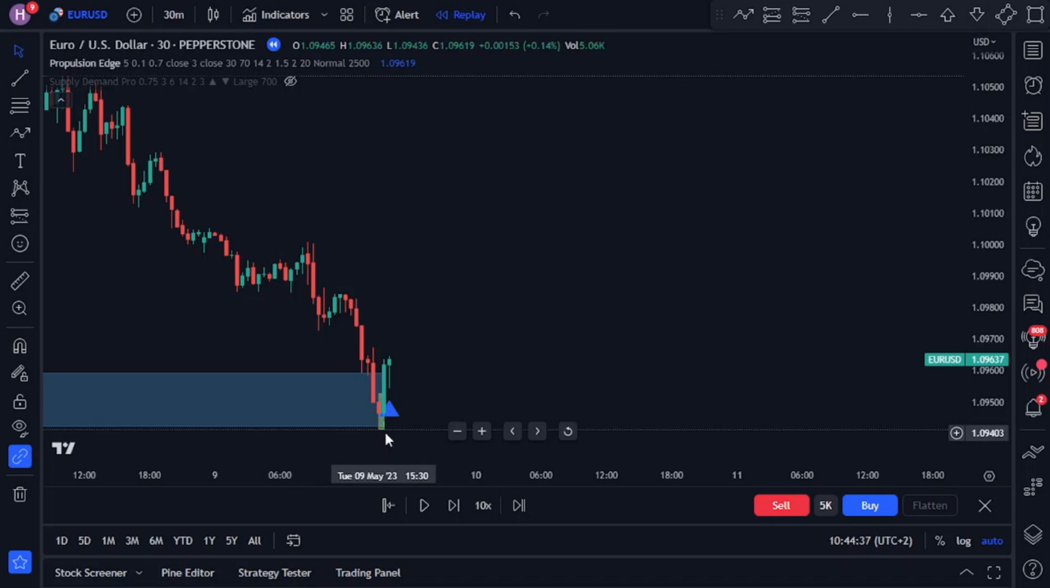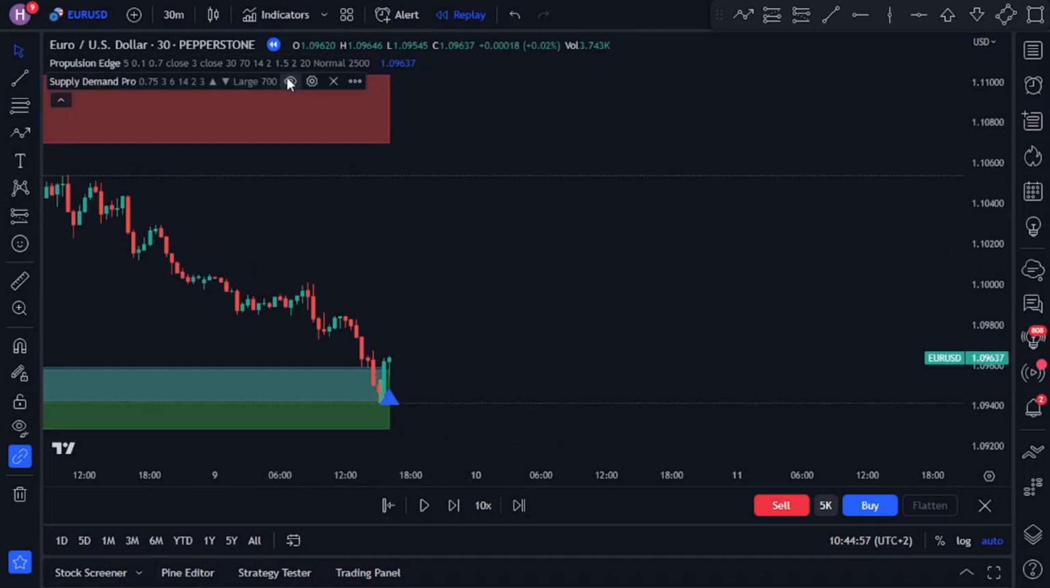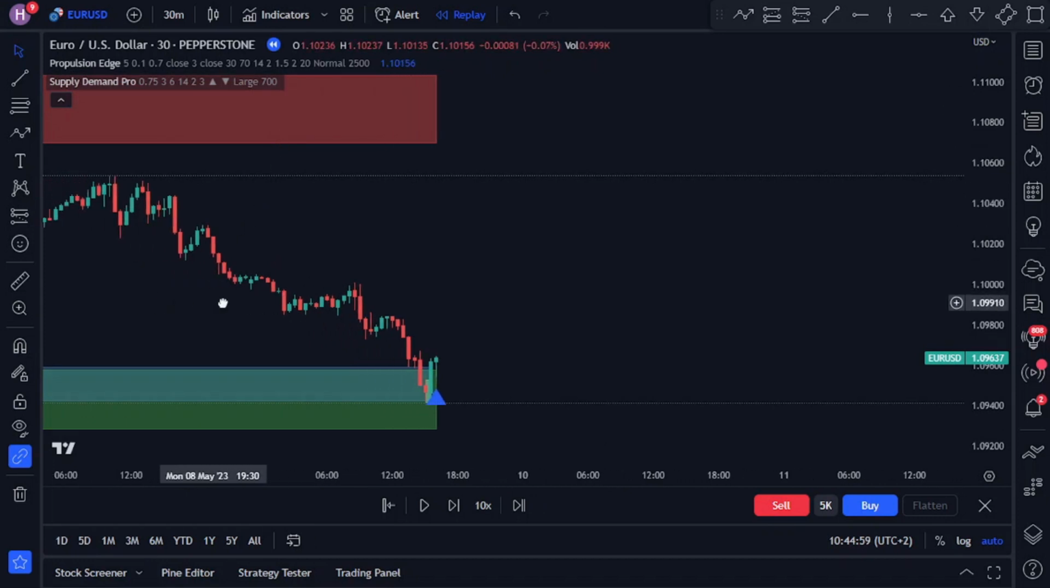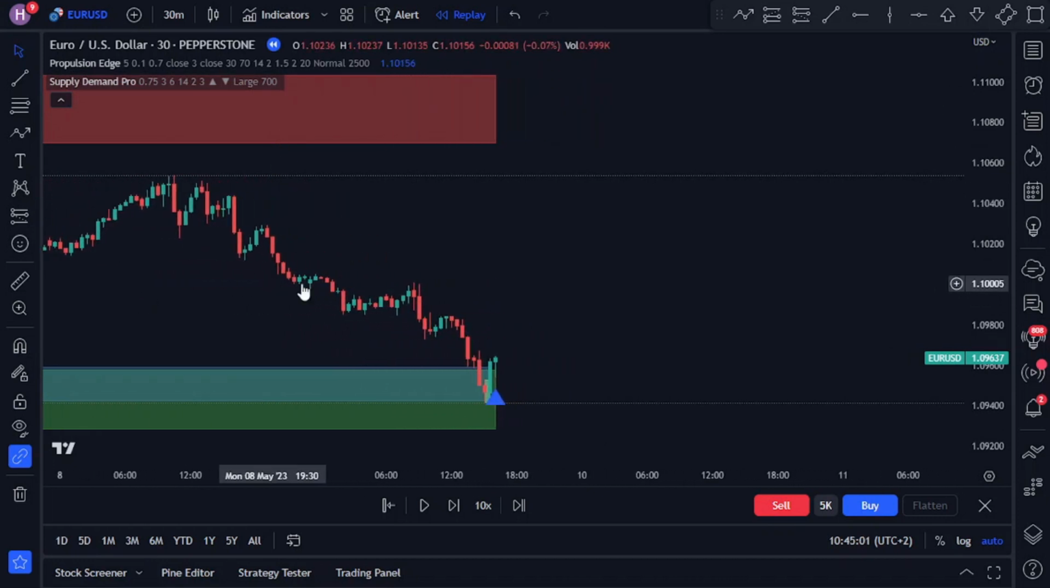This means propulsion blocks help determine reversals precisely because they combine both smart money concepts and price action to give you a confirmation. After this confirmation from our indicator, you will notice that the market is respecting the demand zone. One of the best ways to identify demand zones is simply using our Supply Demand Pro indicator as confirmation.